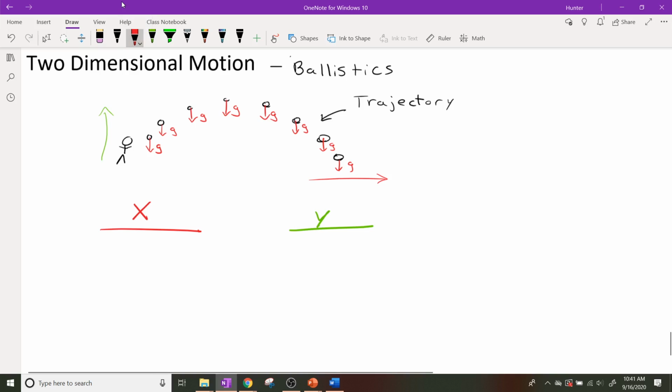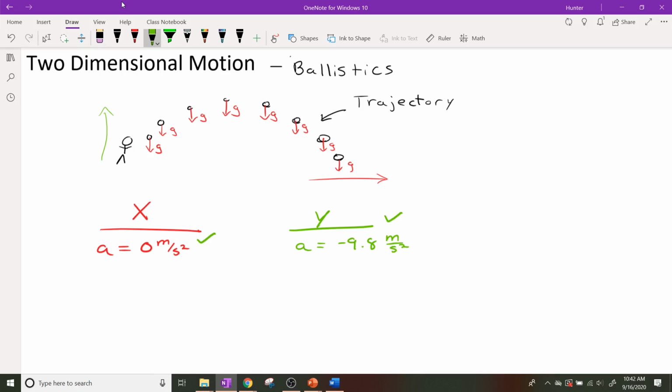The deal is in the x direction, acceleration is equal to 0 meters per second squared most of the time, unless you're attaching rockets to the objects. And in the y direction, acceleration is going to equal negative 9.8 meters per second squared. So these things are always true, always true.